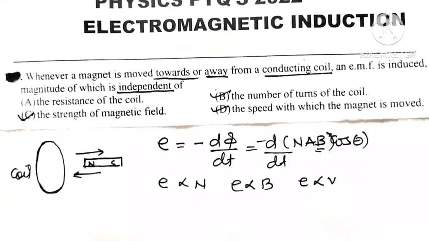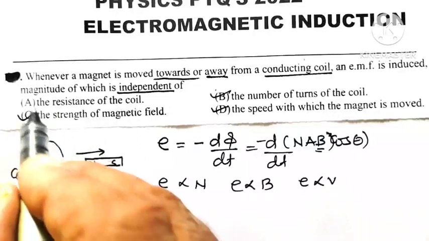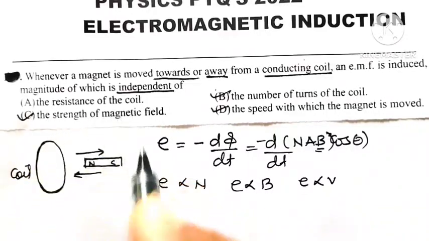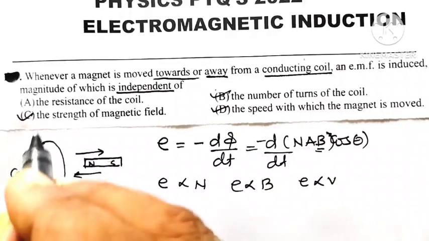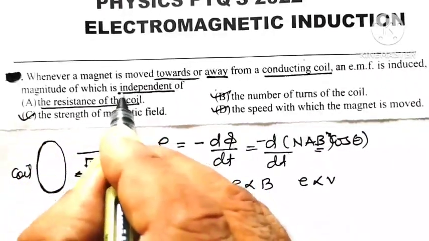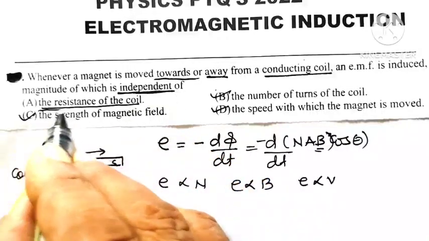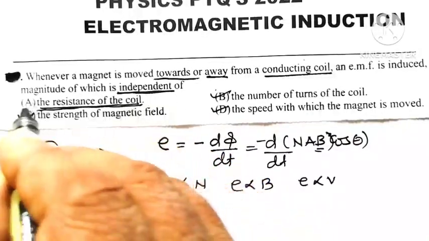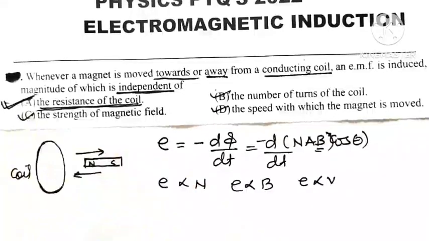But here, the EMF induced in a coil is independent of the resistance of the coil. So the correct option to our question is that the EMF induced in a coil is independent of the resistance of the coil. So option A is the correct option for this question.